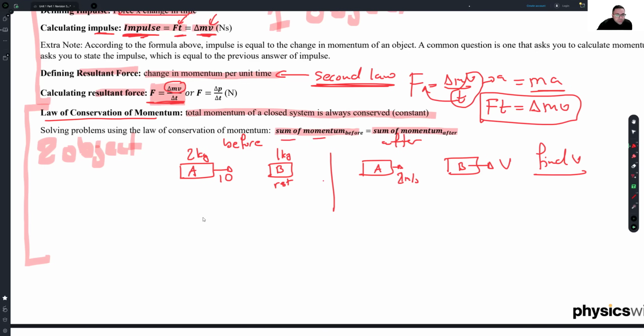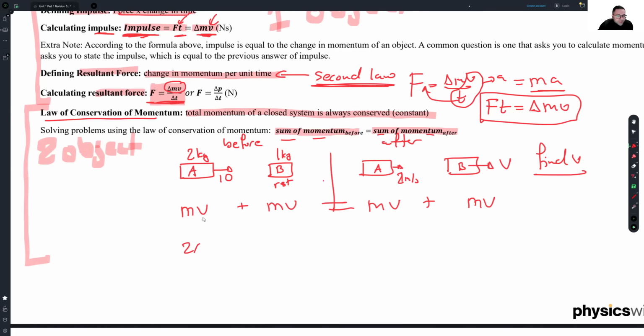Sum of momentum before equals sum of momentum after the collision. So mv plus mv equals mv plus mv. Now, proper textbooks would tell you m1u1 plus m2u2 equals m1v1 plus m2v2. You don't have to think about what's u and what's v. Just get the momentums of each object separately, then add them.